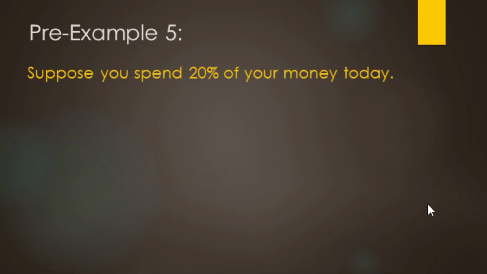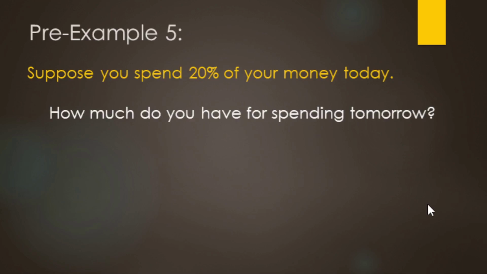Okay, so let's just say, suppose this morning you have all of your money, and then throughout the day you spend 20% of it. So how much are you going to have for spending tomorrow? Okay, so remember, we started the day with 100%. Then throughout the day, we got rid of or spent, we subtracted 20% of our money by the evening. So that's going to leave us with 80% of our money to spend tomorrow.